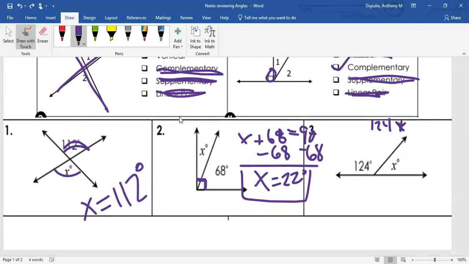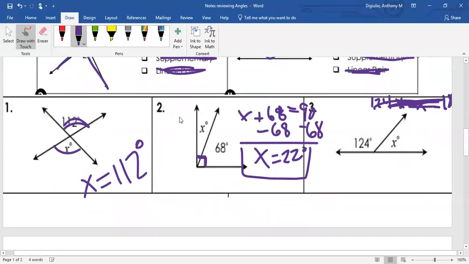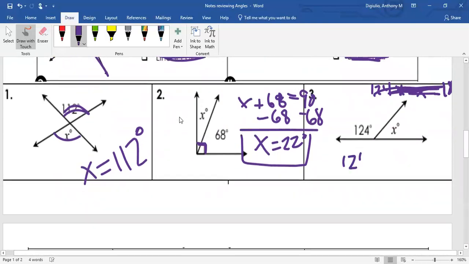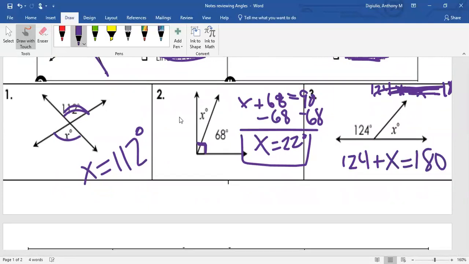Sorry, bear with me, I'm writing with my finger. Plus x equals 180. Is that going to cut that off? All right, I'm going below. It's kind of messing up here and I don't want to mess you up. So 124 plus x equals 180. There we go, we figured it out.